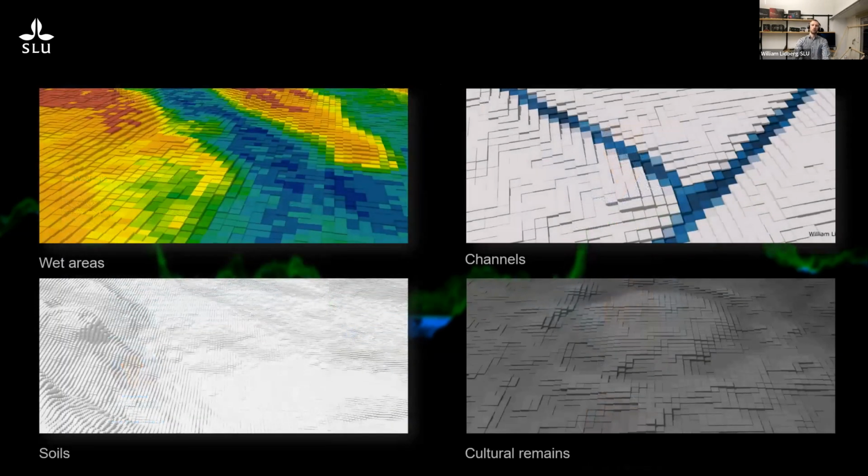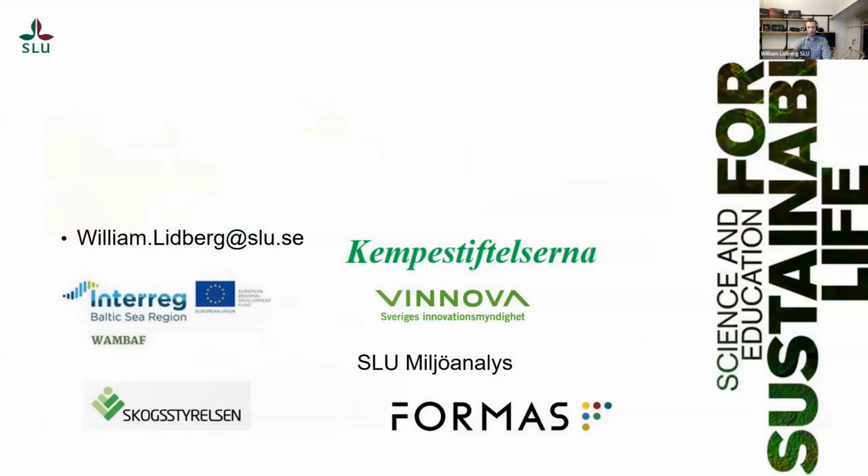So to summarize, we can combine both geographical data with AI to map previously unmapped features like just wet areas, channels, soils, cultural remains, and I'm sure there are plenty of other features we could map if we wanted to. But we need to do it in the right way, otherwise we could also harm the trust between the people and the authorities. And with that, I would like to say thank you, and it's time for questions.